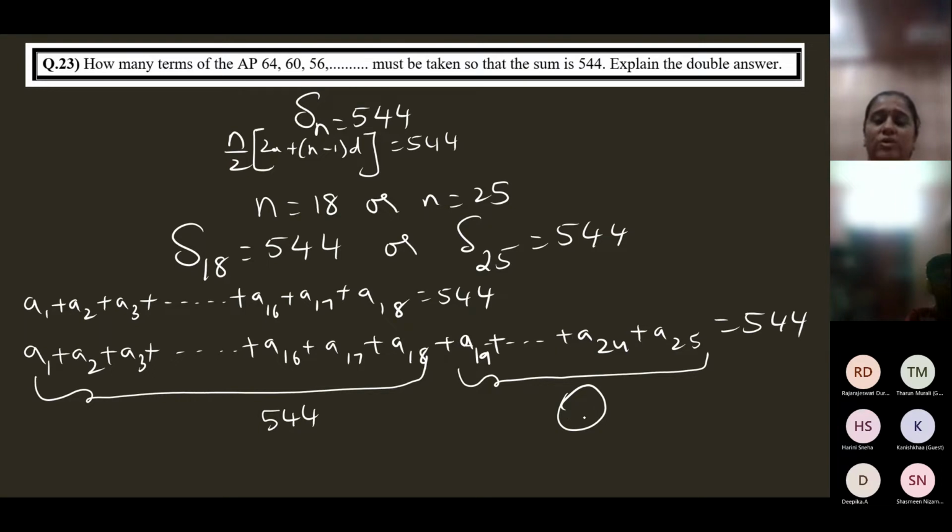Now you will ask me, how can the sum be 0? That's because this is a decreasing AP: 64, 60, 56, 52. The values are going on reducing, so after a certain point, you will get negative numbers. So if the numbers are like this, minus 3, minus 2, minus 1, 0, 1. Oh, sorry. I should have written the other way.